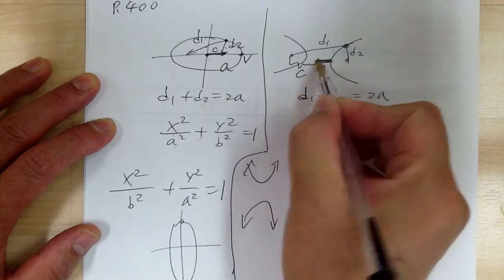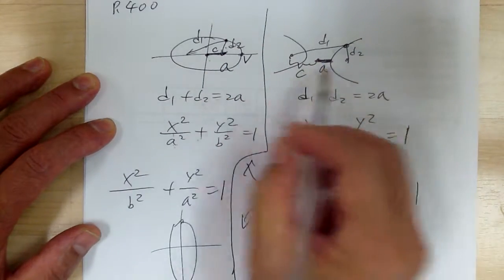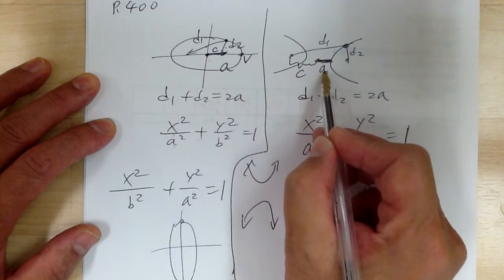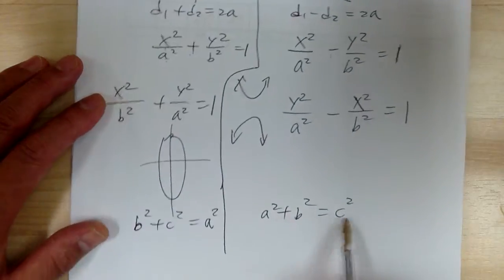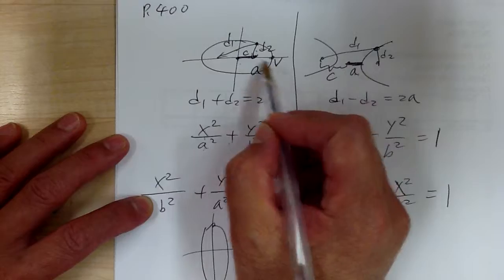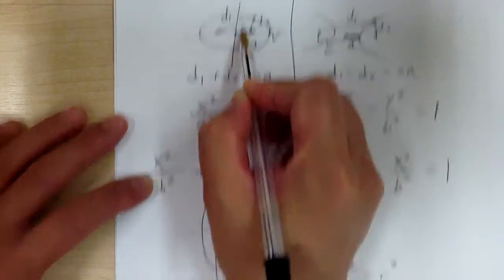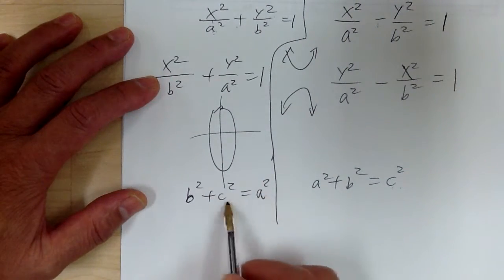Over here, the C is from the center to the focus. In this case, you see that C is bigger than A, and that's why you have this kind of situation. Over here, the A is bigger than C, and that's why you have this situation. So it's a little bit of comparison.